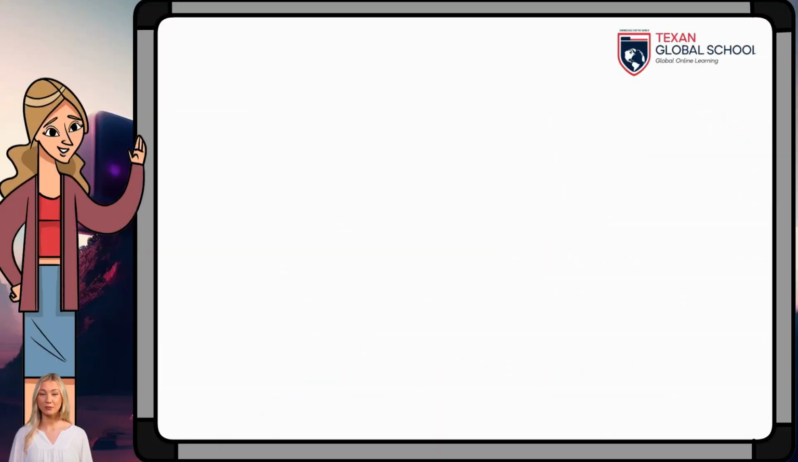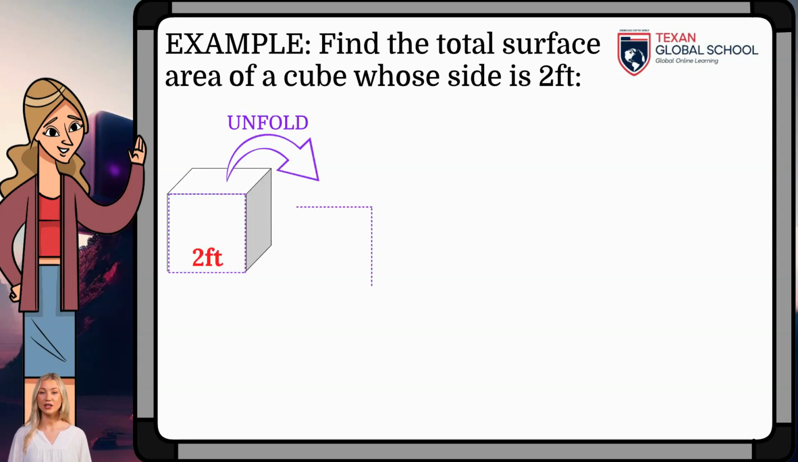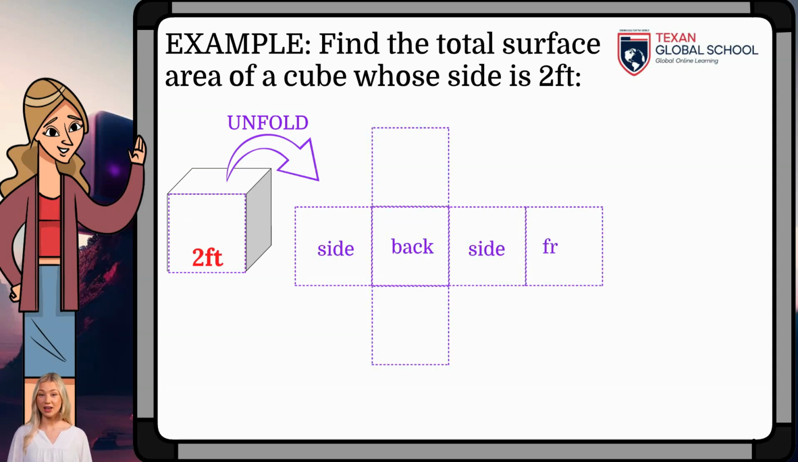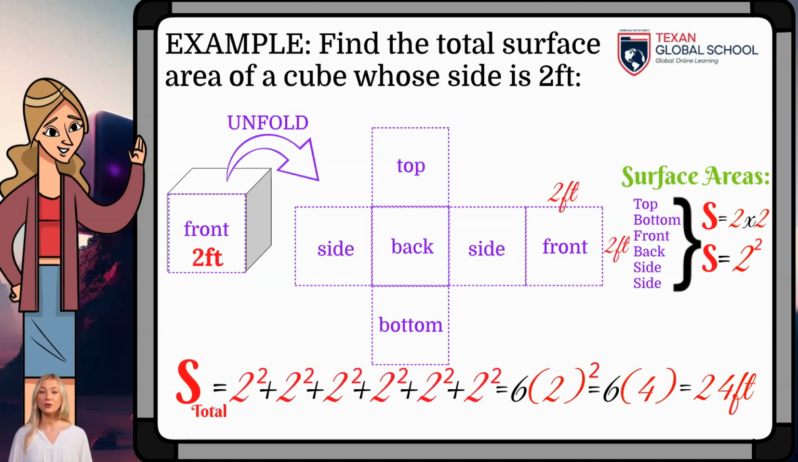In this first example, let us find the total surface area of a cube whose side is 2 feet. By sketching the cube, we can unfold it to visualize the surface area to be calculated. The area of one of the faces is 2 times 2 or 2 squared. Because there are 6 faces, the total surface area of the cube is 6 times 2 squared, resulting in a surface area of 24 square feet.